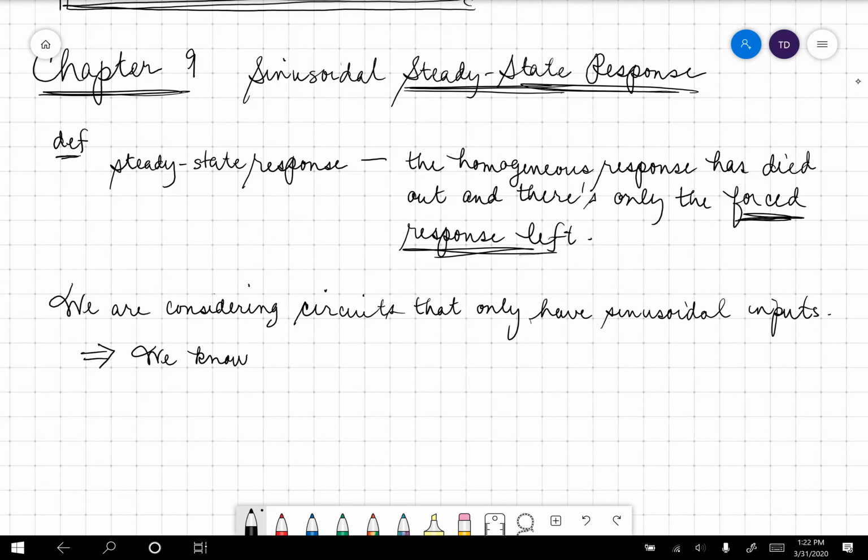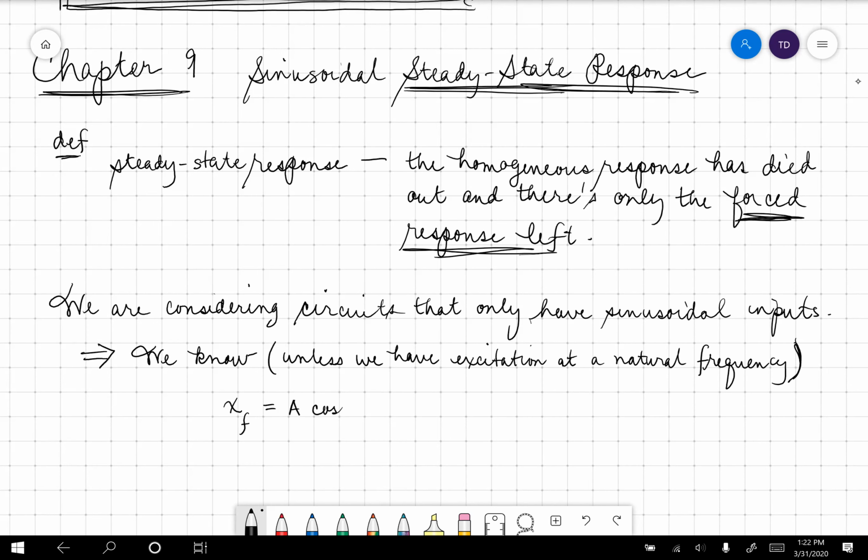But if we look at circuits like that, therefore, we know, unless we have excitation at a natural frequency, so we know x of t, we're going to guess, is always going to be A cosine of omega t, whatever omega is, plus B sine of omega t. And we're going to find omega by looking at the sources that are in the circuit. That's where omega comes from. It comes from those.